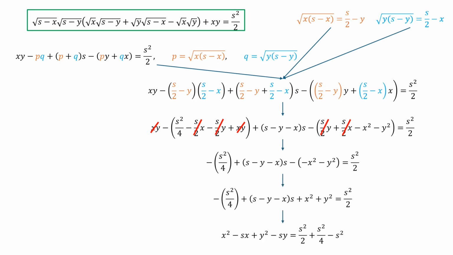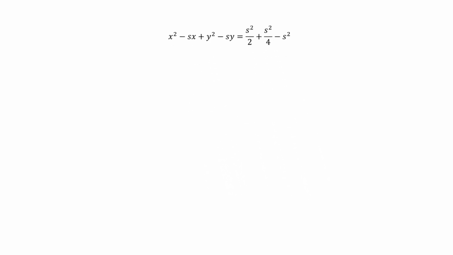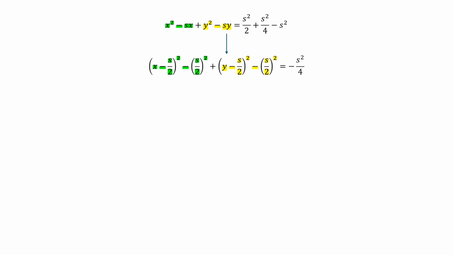Distribute and move terms around with all the s-only terms on the right-hand side. And what needs to be done here? Yes, we complete the square twice, once for x and a second time for the y. This leaves us with two subtracted squares, the price of completing a square, which we move and combine to the right-hand side. And there it is. We got back the circle equation with center at s by 2, s by 2.